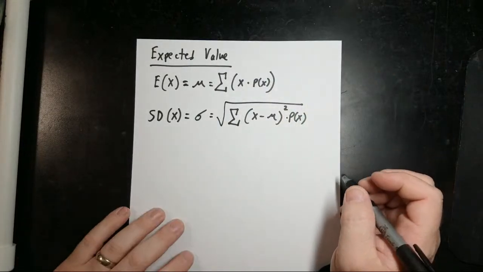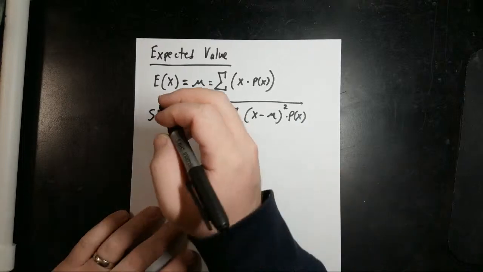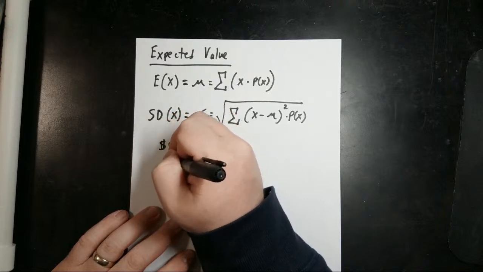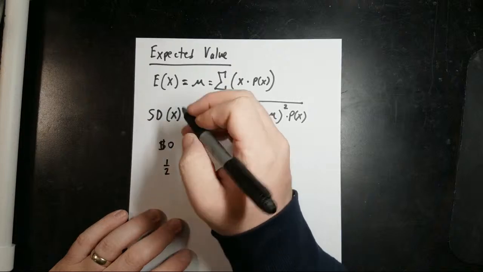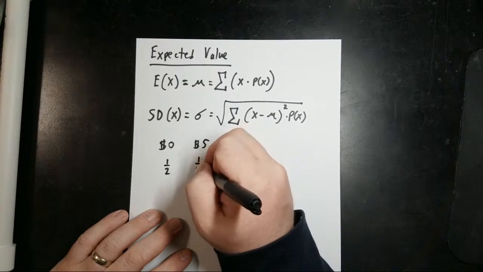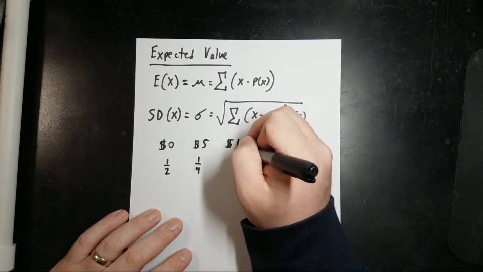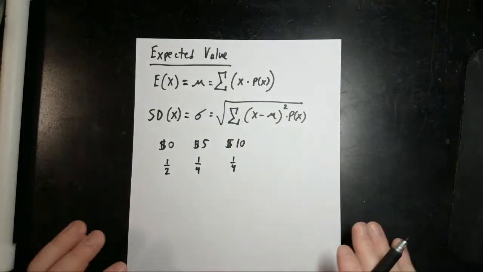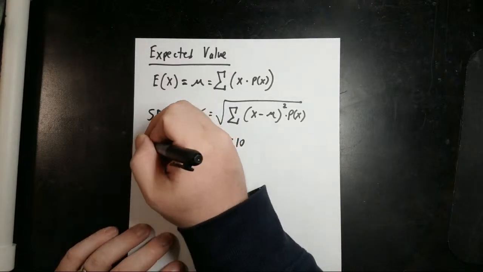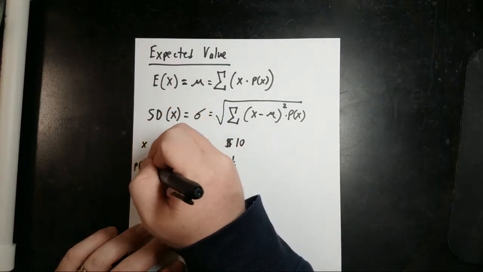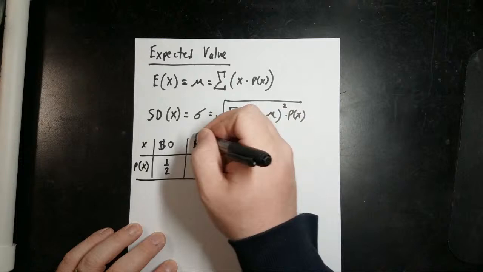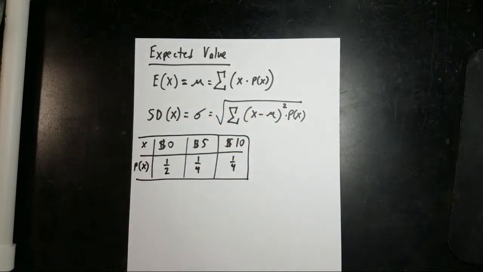For example, and I'm going to have to make this one up, let's say that you win $0 50% of the time, you win $5 a fourth of the time, and you win $10 a fourth of the time. I'm just going to keep it simple. Obviously, those are all the possible outcomes because they add up to 100%. This would be X. This would be the probability of X. You could run through these calculations, get expected value, get standard deviation.